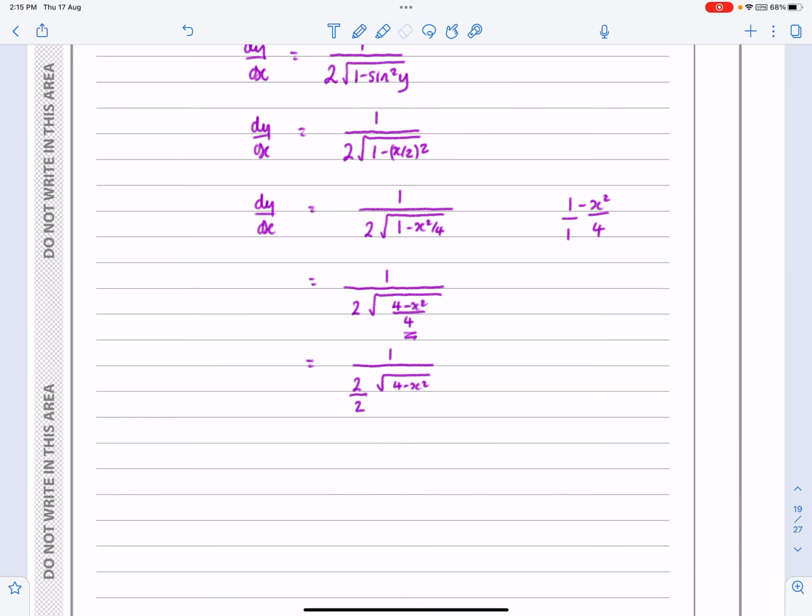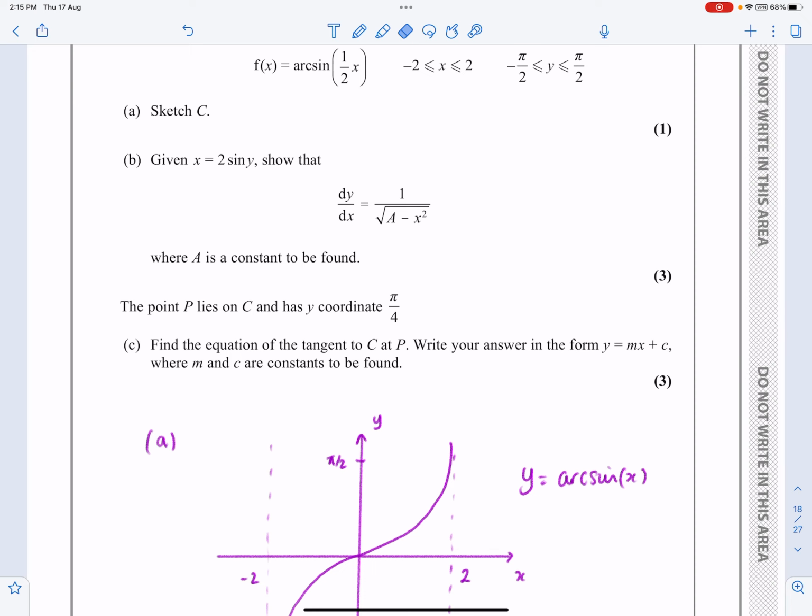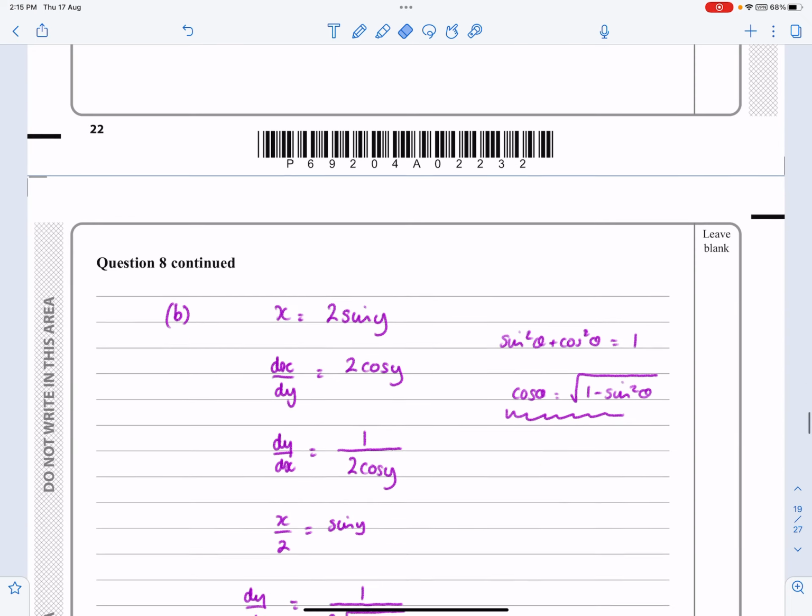Don't know that I necessarily need that step in, but to give me my final answer then of 1 over, and I just have root 4 minus x squared. And I don't need that bit there. That was just for me doing my working out there. Now I do have that in the format that I wanted. A is going to be equal to 4. So we knew we were going to have something like that to get through.